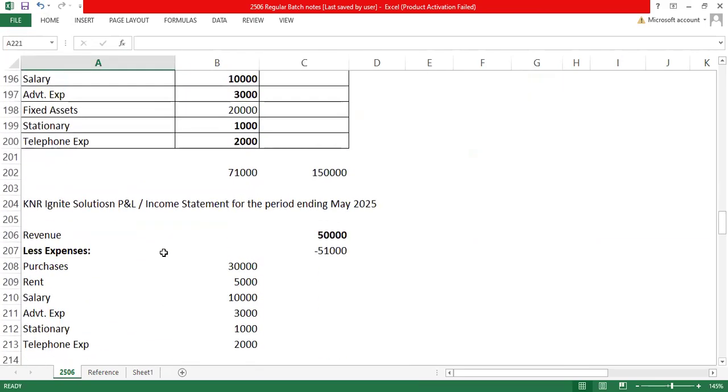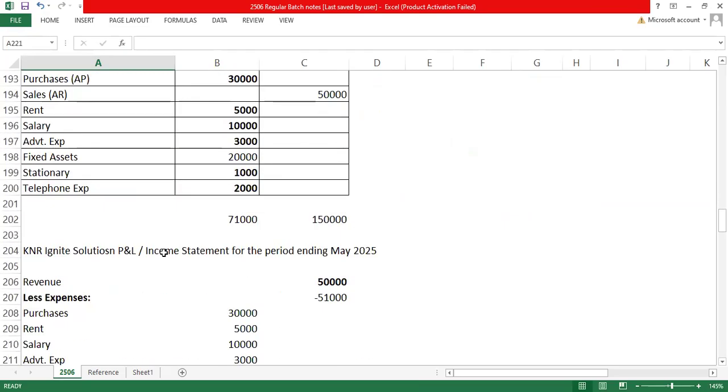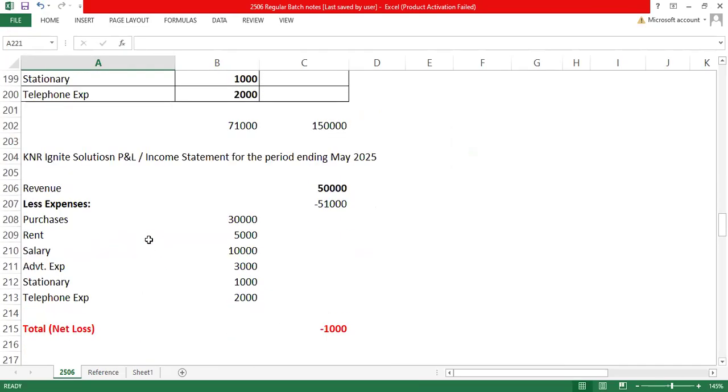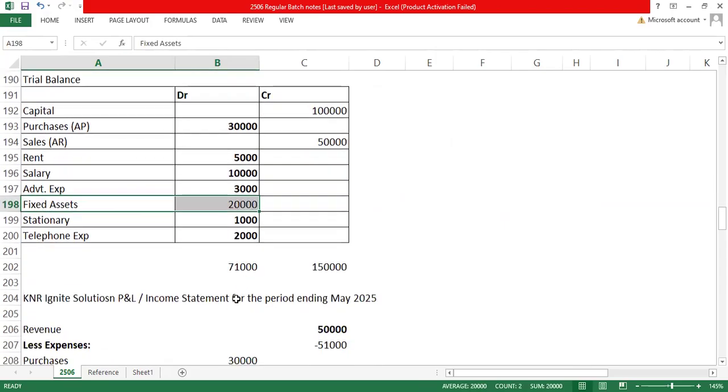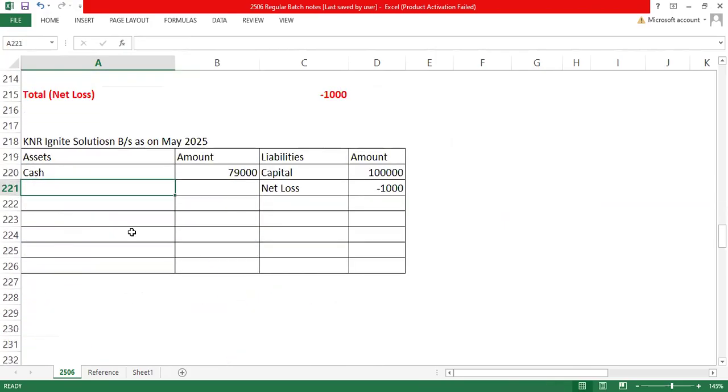Now, what is the next thing that I have in my assets here? If I go to my trial balance, capital is taken care of. Purchases is not a balance sheet item. Sales is not a balance sheet item. Rent, salary, advertisement are not balance sheet items. Fixed asset is the one that I missed. Fixed asset is again your asset, which is 20,000. Now, if I take this balance, which is 99,000.